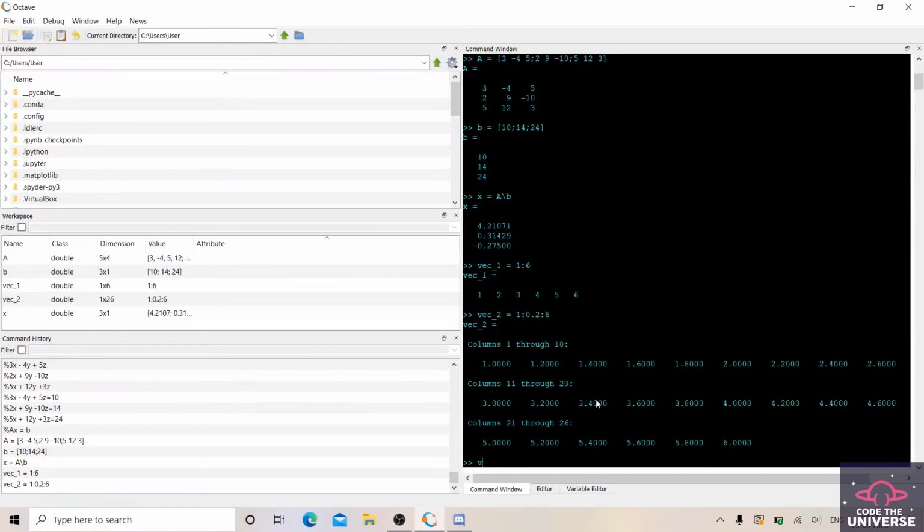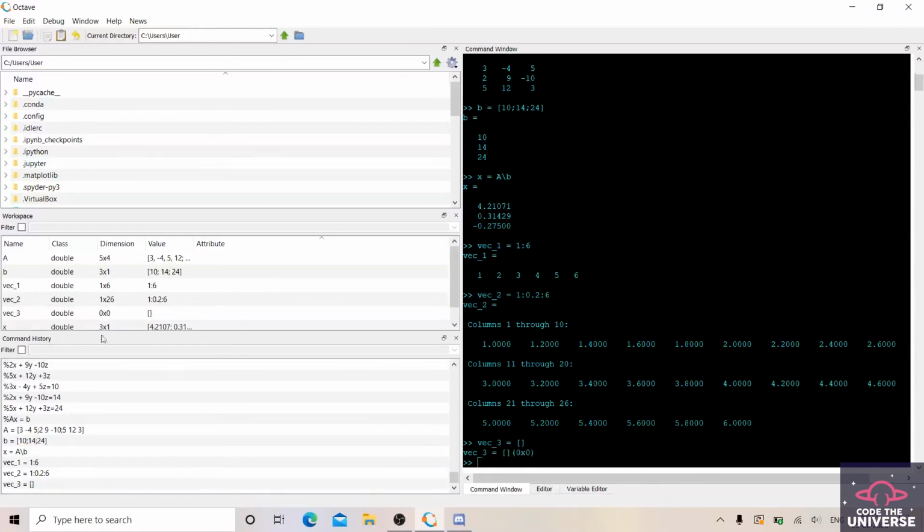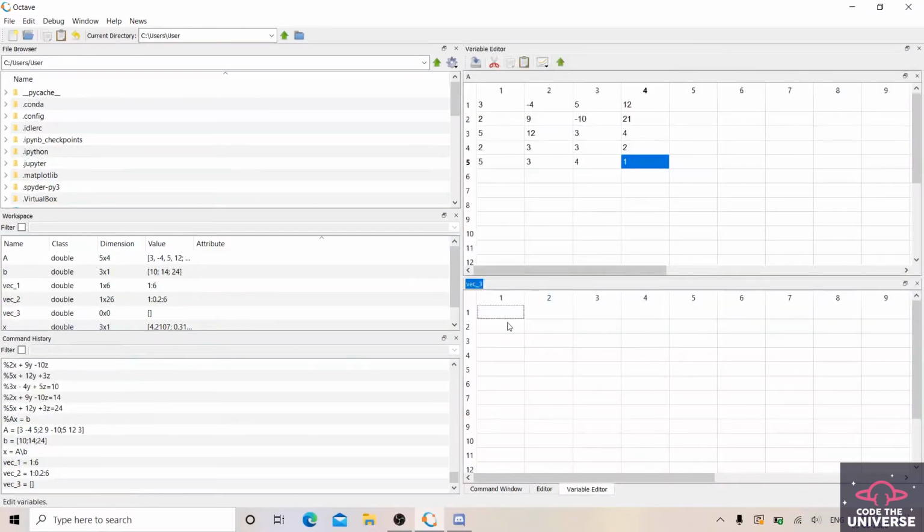Let's say I want to do some vector 3. So vec3 is equal to, I'm just going to be giving plain brackets here. The variable will now be available here just as a 0 by 0 matrix. I'll click on that, I'll load my variable editor, and I'll just store the values that I need.